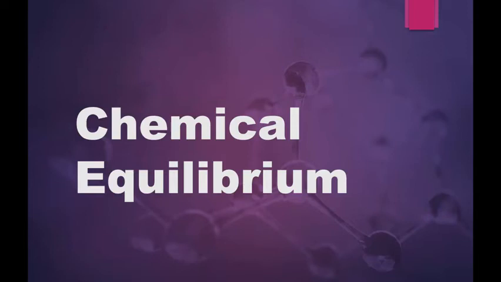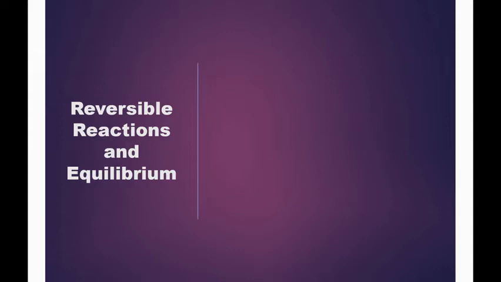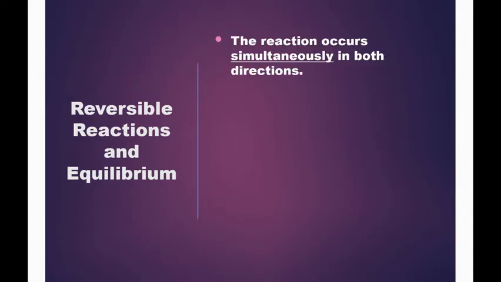Going to discuss chemical equilibrium. So when we're talking about chemical equilibrium, we first need to look at reversible reactions and what that means for a reaction to be reversible. If you say that a reaction is reversible, that means that the reaction occurs simultaneously in both directions. So it can go forward and produce the products, and the products can then in turn go reverse and produce the reactants. So it goes back and forth.